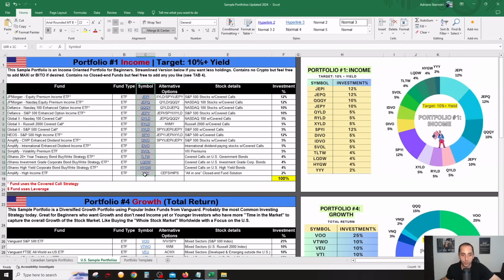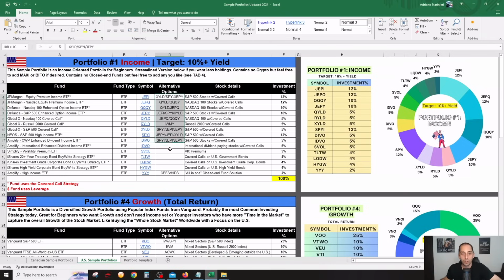And by the way, the symbols are all here with the hyperlinks. So it's very easy. You click on the hyperlink, it will bring you to the fund's website. That is where you should do your research. That is where you'll see the official information like the management fee, the holdings, the performance, the strategy, etc.